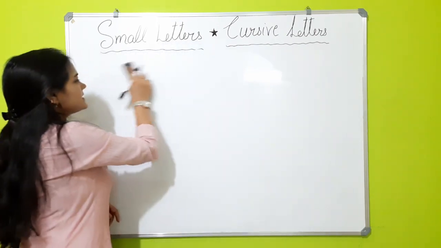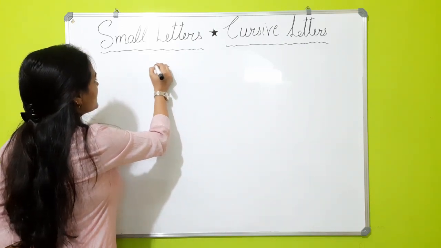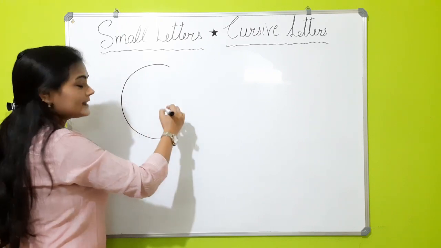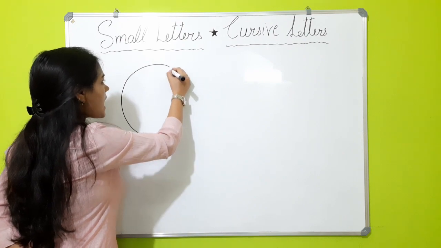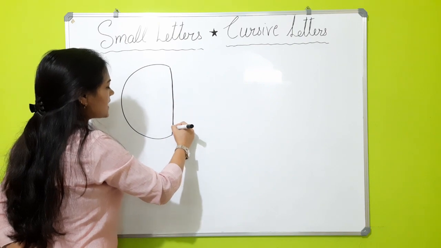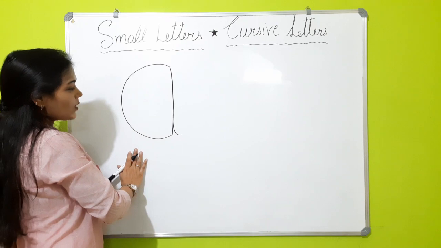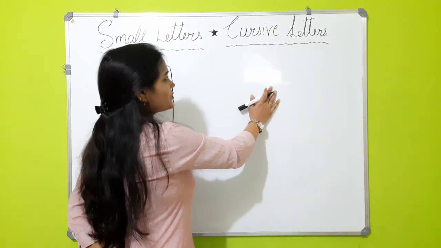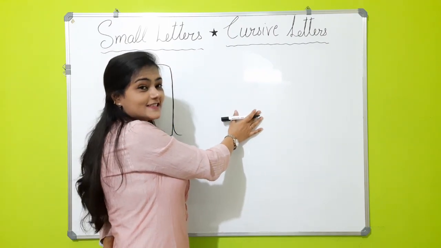So the first letter is A. Correct. Now what will we do? We will make a half circle, right? Like we make a C, capital letter C. So like that, small letter, then go up. See, a standing line. Again, come down, like this. This is A. Small letter A. Okay? Here I'll teach you how to write small letter A in cursive writing.